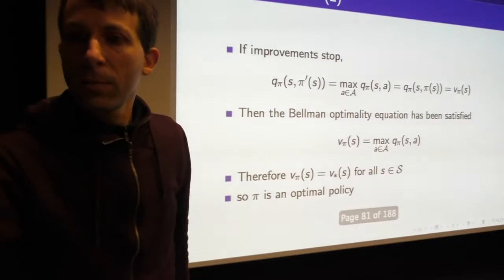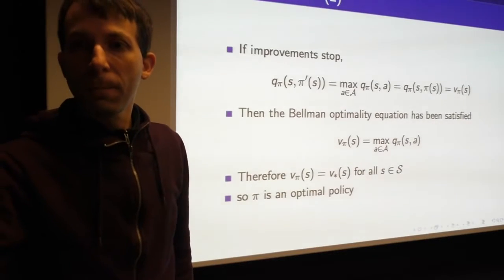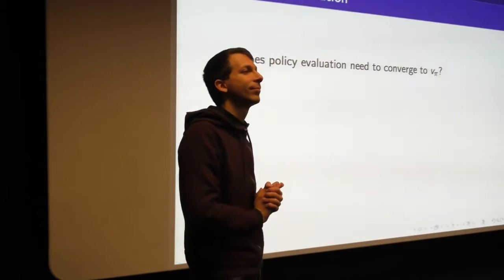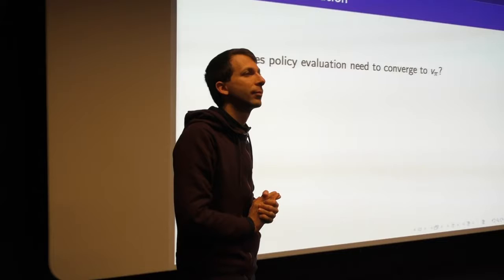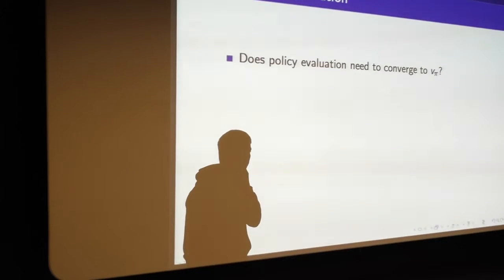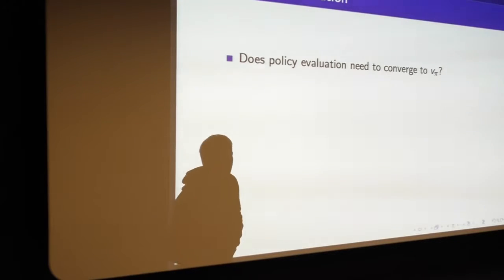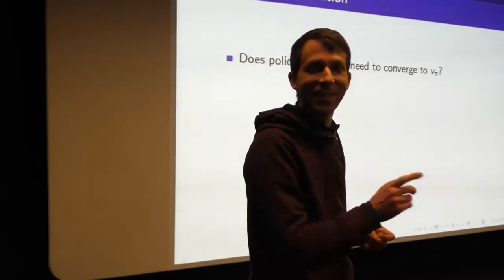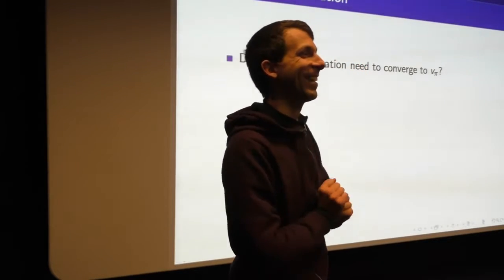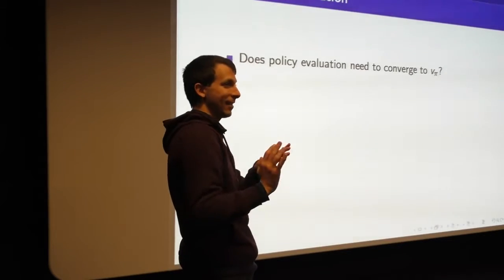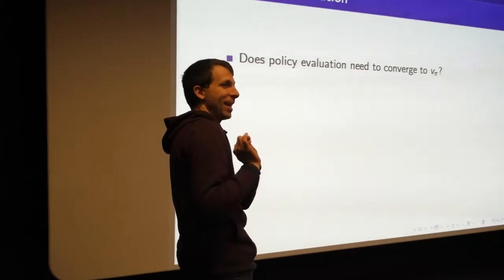Right, so let's change gear a little bit. Oh, sorry, question. Is it necessary for the value to be the true value under the policy, to do policy evaluation until convergence? I think this is the slide. If at the end of this slide it doesn't answer your question, then ask me again.